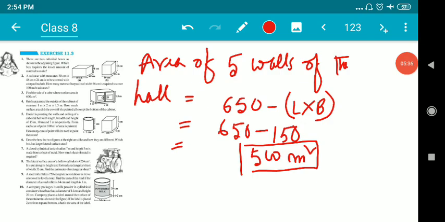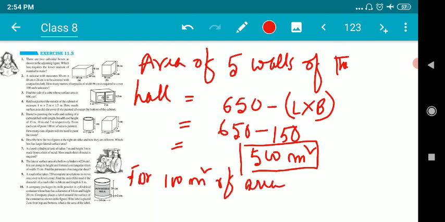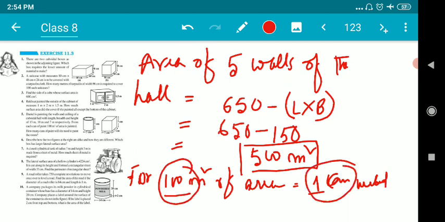Right now, children, the question is to find out how many cans of paint will be needed to paint all 5 walls of the hall room. Okay, so for 100 meters square of area, 1 can of paint is needed. So for total 500 meters square of area to be painted, how many cans of paint will be needed, children?